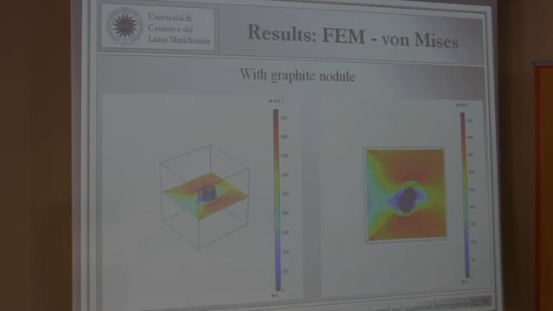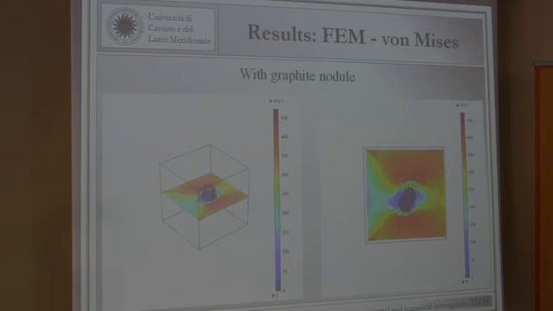The second example was to put graphite in the hole. In the same position, at the same condition, you can see that the maximum value of stress is decreased. It means that cast iron can be modelized by a matrix characterized by the presence of holes, but the effect is completely different, because in the holes there is a material.